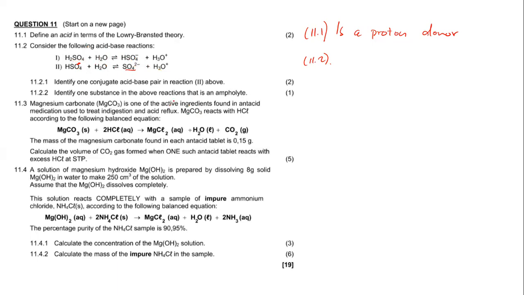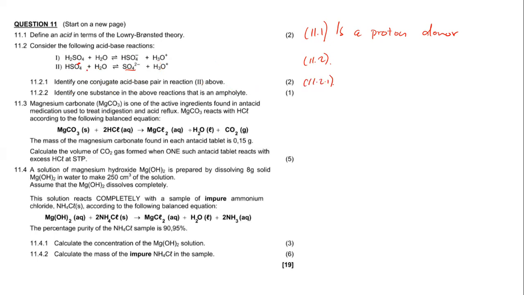All right. So now 11.2.1. Identify one conjugate acid-base pair in reaction number 2 above. So we go to reaction number 2. The only thing that we want is a conjugate acid-base pair. You can choose this and that. Really, it's up to you, however you want to choose it.